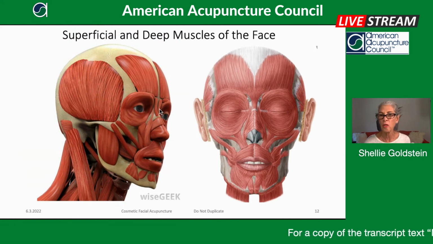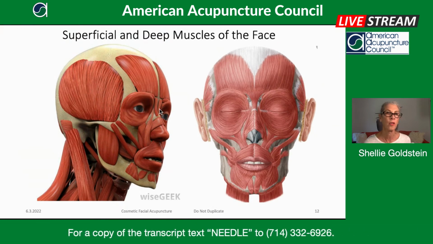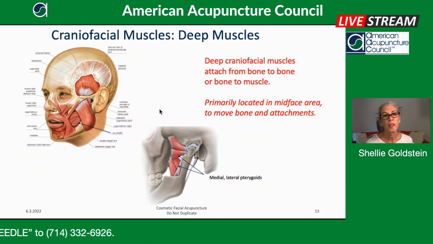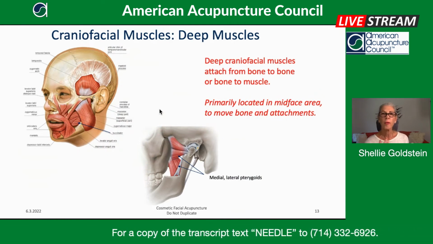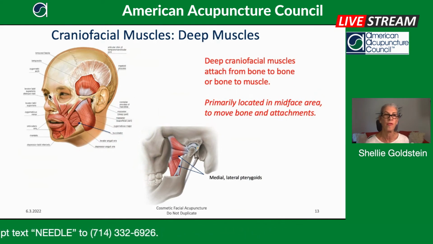Now, the face is unique. The face has two types of muscles. It has superficial muscles and it has deeper muscles. The deeper muscles generally attach, like on the body, from bone to bone or bone to muscle. And the deeper muscles in the face are primarily located in the mid face, this mid area, and they're designed to move bone and its attachments.